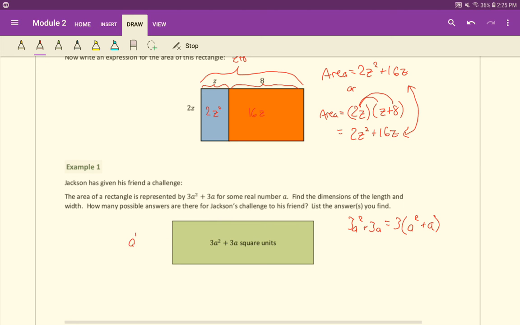Alternatively, we could also flip these two and say this length is a squared plus a and this length is 3, but I think that's kind of trivial, so we won't worry about just flip-flopping them like that. We'll just keep them unique.